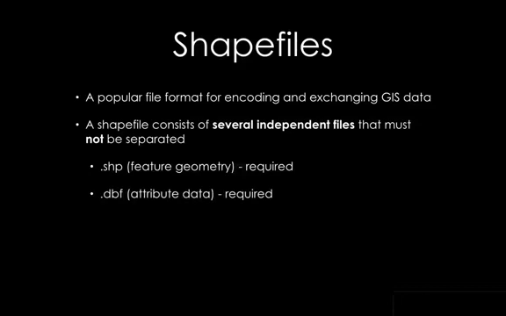Another required file within the shapefile is the .dbf file. This is the attribute table, or the tabular data, that has a one-to-one relationship with the feature geometry, meaning that for every feature that exists in the .shp file, the .dbf contains a corresponding row with attribute data referring to that feature. This is, again, a required file.